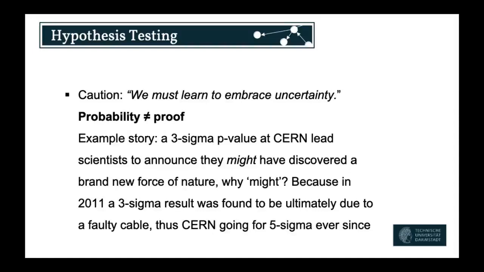And they had one result rather recently where they thought they found a new force of nature. But they were cautious to say "might." They were really in line with the spirit that it's not a proof, but it's a likelihood in a sense, a chance. And why? Well, because they got burnt before. So in 2011, they actually had a 3 sigma result, which is a significant result. But ultimately, they found out it was due to a faulty cable. And so really, they started switching to these 5 sigma. And again, it's also not a safeguard, but it's doing a little bit better than the 3 sigma.